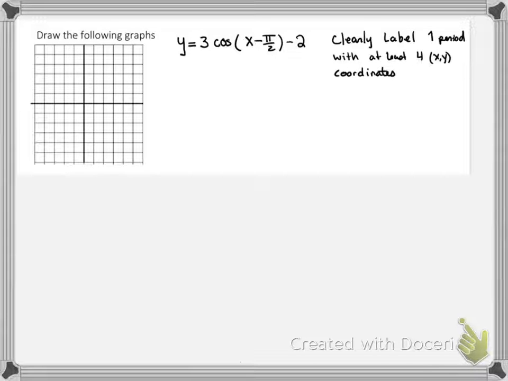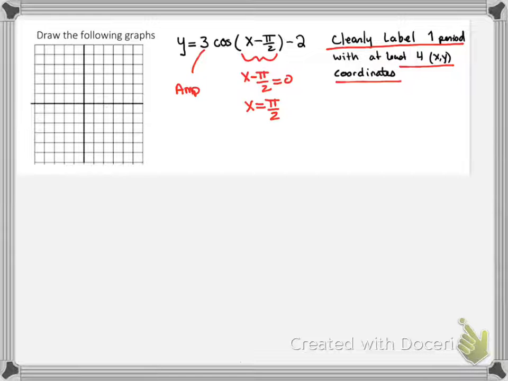So you've been asked to draw this graph and, most importantly, clearly label one period with at least 4 XY coordinates so that you get full credit after all this great thinking. Amplitude, or our vertical stretch, setting x minus pi over 2 equal to 0 results in x equaling pi over 2.